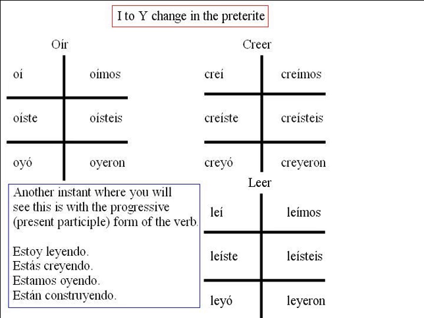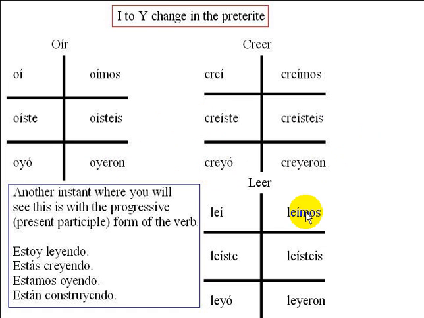So I have a few verbs on the screen. Look at the ones that are on the chart first. Ignore this box over here that has that little blue square around it. These charts right here, these first three verbs, oír, creer, and leer, are all conjugated in the preterite for you.